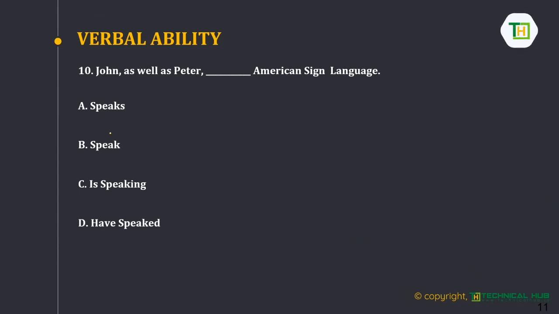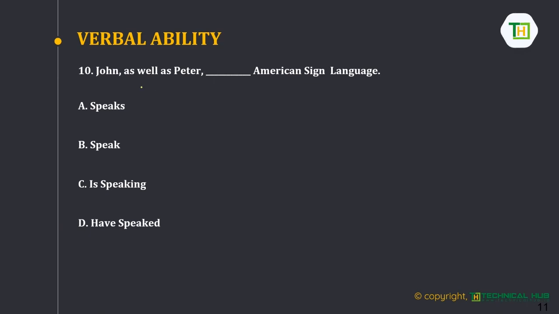John as well as Peter dash American sign language. So there is something wrong with this question. The names are changed. So actually the test will have two languages. It is all about two languages. So names are changed, don't worry. Speak also you can use. John as well as Peter speak or speaks.